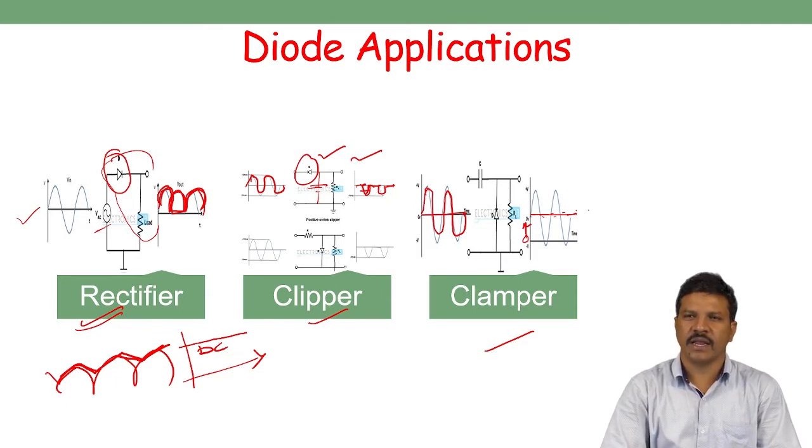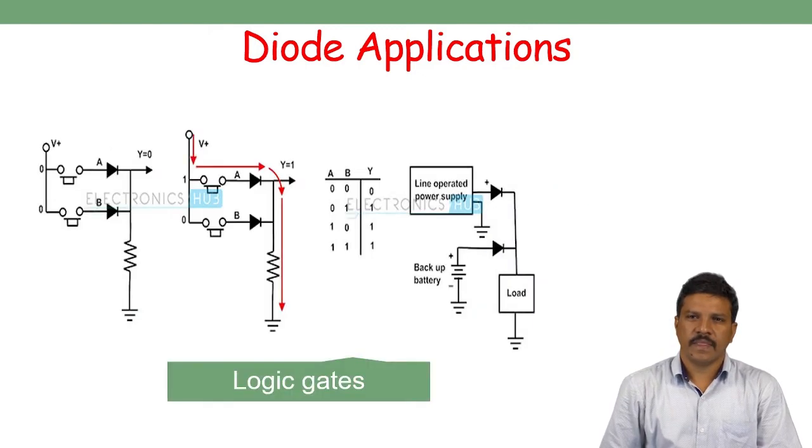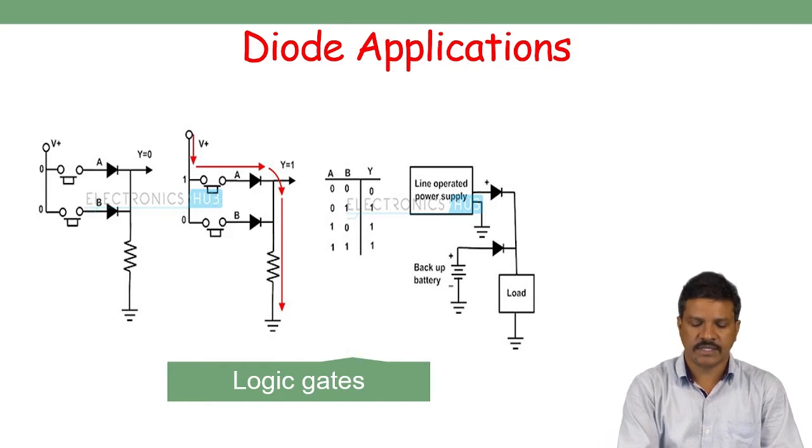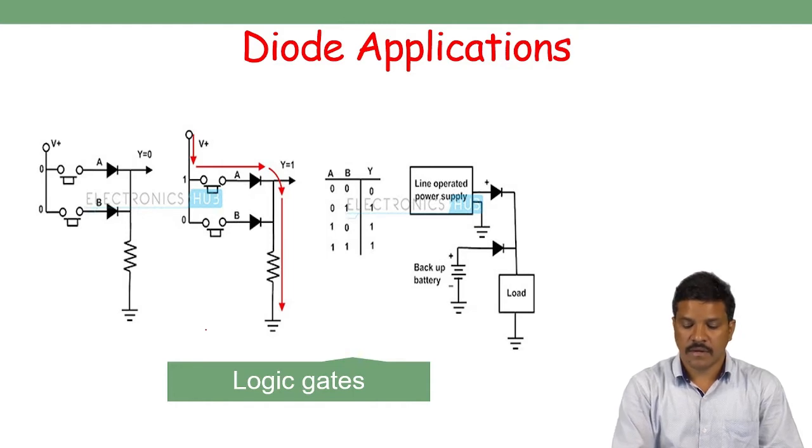There are also different kinds of clampers. Okay, so these clampers are useful in pulse and digital circuits. And then coming to the logic gates. These diodes are used in logic gates. Basically, a diode acts as a switch. So when we use this kind of diodes in logic gates, it is a simple OR operation. Except for 0 0, in all remaining cases we get 1.